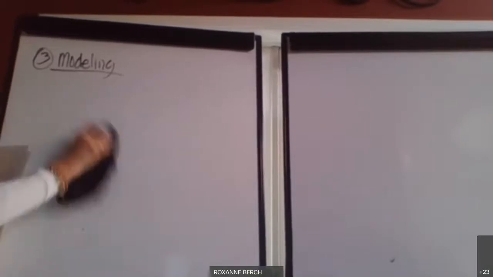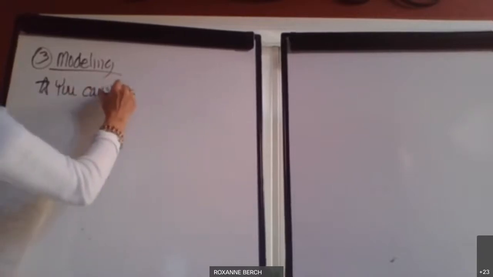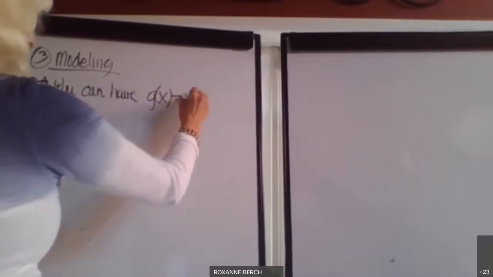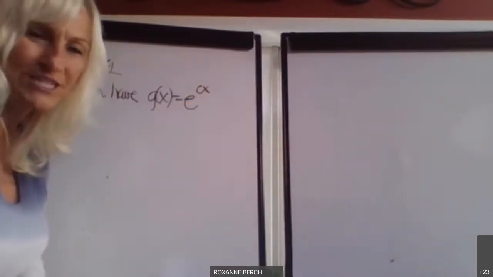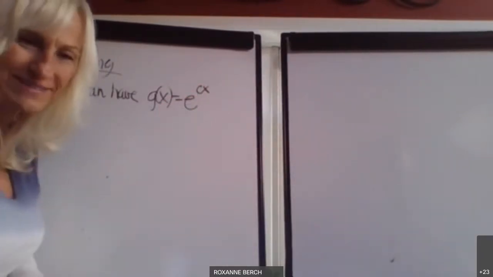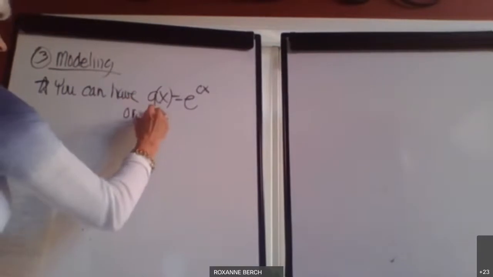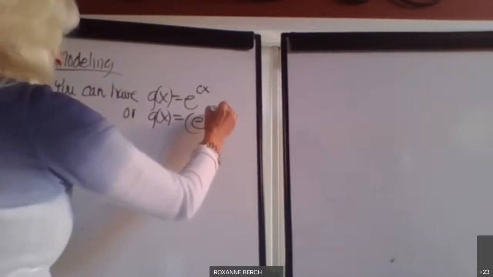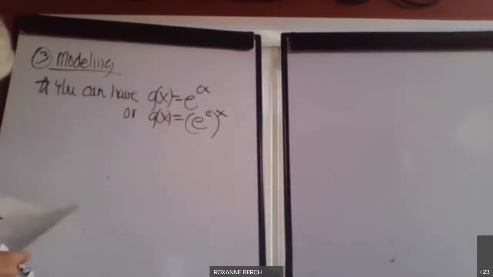I got to say something first though. All right, you can have g of x equals e to the cx. Oh, look at that. They threw in a horizontal stretch or compression, calling it c. Or this could be written as g equals e to the c times x power. So either way, it's the same thing. It could be this or that.